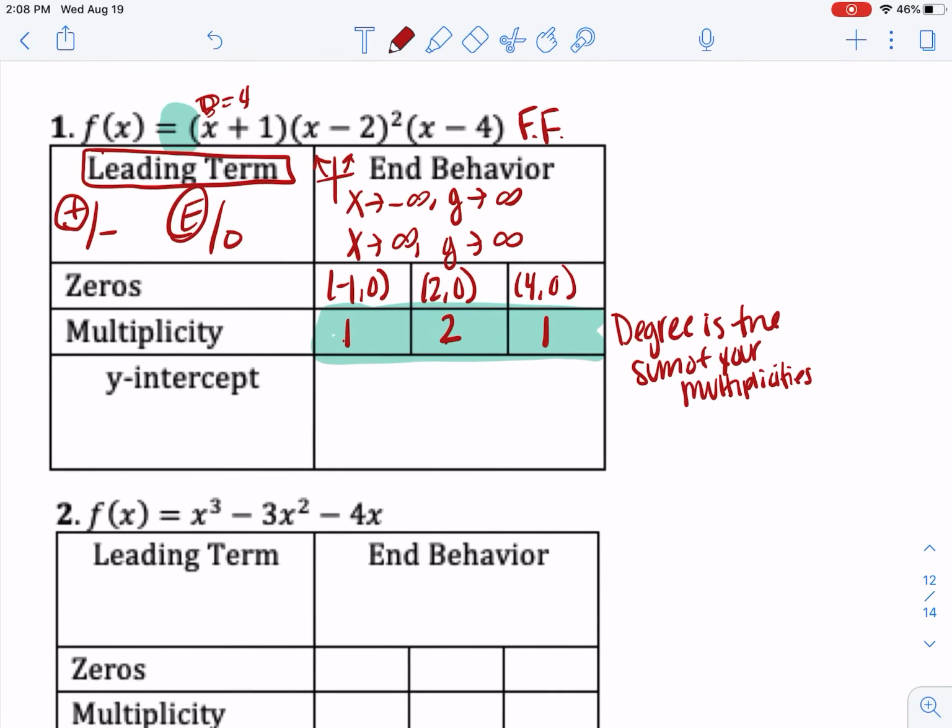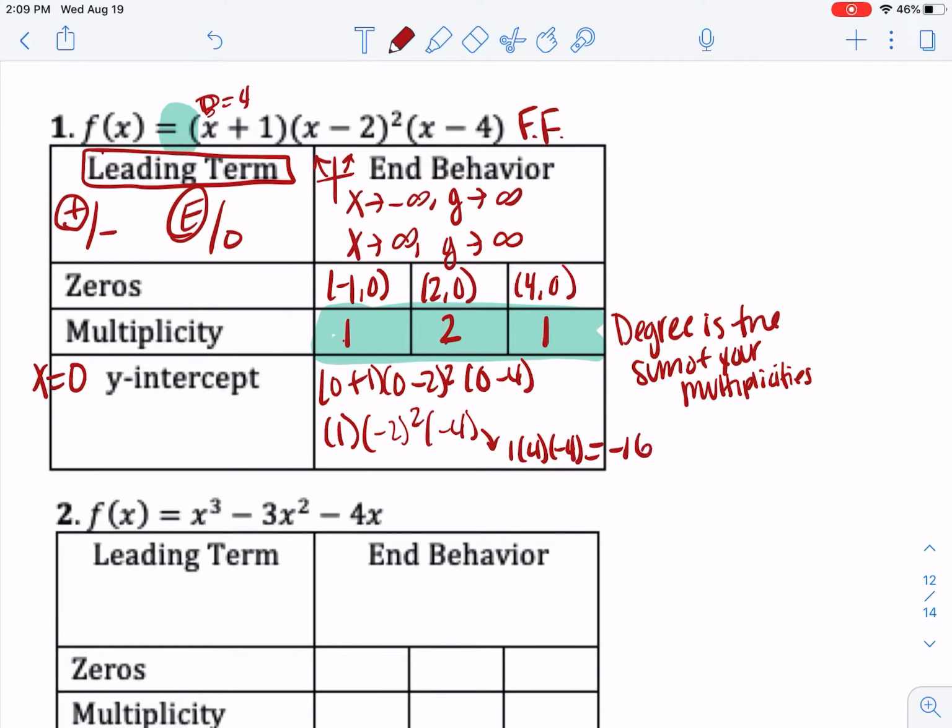All right, the last thing here then is our y-intercept. Remember we said you find your y-intercept when x equals 0. So 0 plus 1 times 0 minus 2 squared times 0 minus 4. That's 1 times -2 squared times -4. So that's 1 times 4 times -4, which equals -16. My y-intercept is going to be (0, -16).